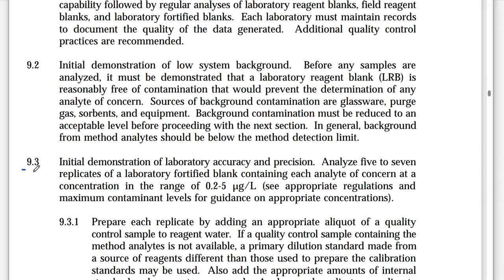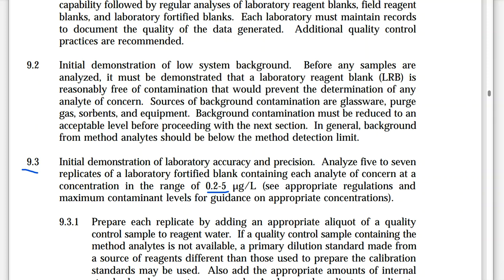So for instance, 9.3. Initial demonstration of laboratory accuracy and precision. Analyze 5 to 7 replicates of a laboratory fortified blank containing each analyte of concern at a concentration in the range of 0.2 to 5. So we're going to have to make something. The quality control department's going to have to make something. We're going to have to make sure that everything that we're looking for is present in this something. And this something is the LFB, the lab fortified blank. And then we're going to run it 5 to 7 replicates.